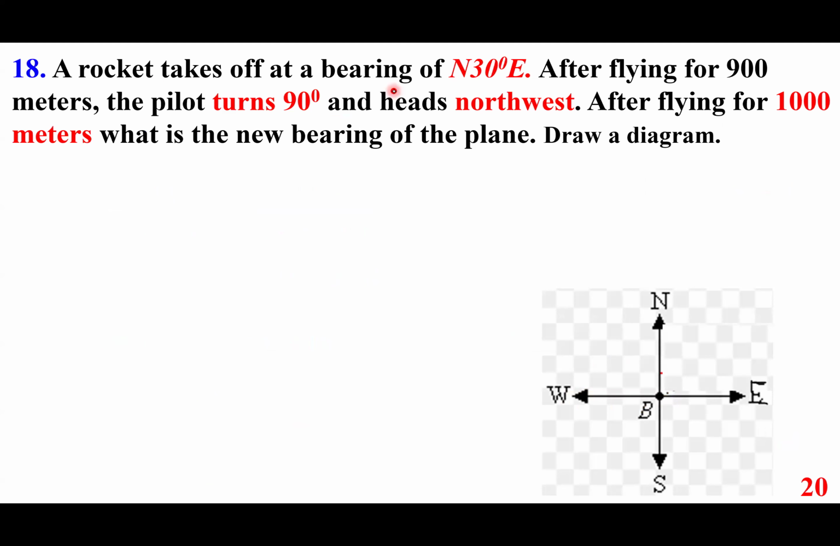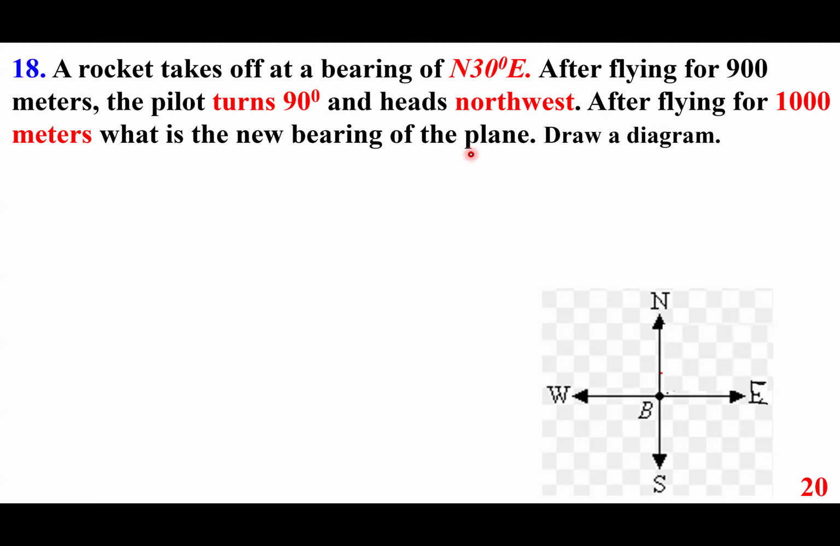A rocket takes off at a bearing of north, 30 degrees east. After flying for 900 meters, the pilot turns 90 degrees and heads northwest. After flying for 1,000 meters, what is the new bearing of the plane? So what do we do here?